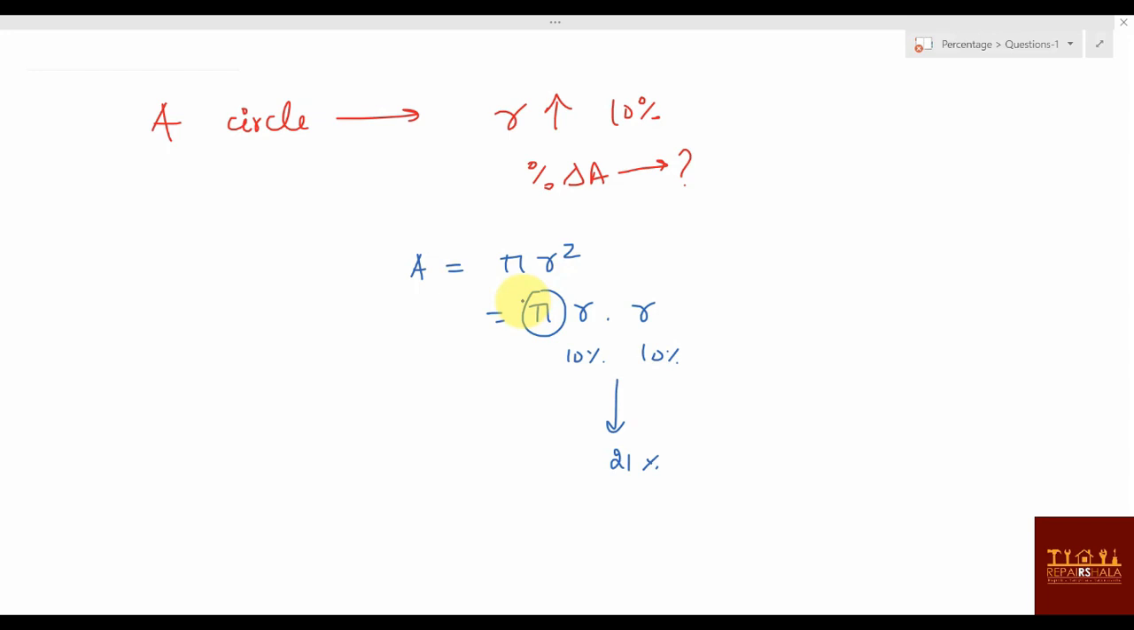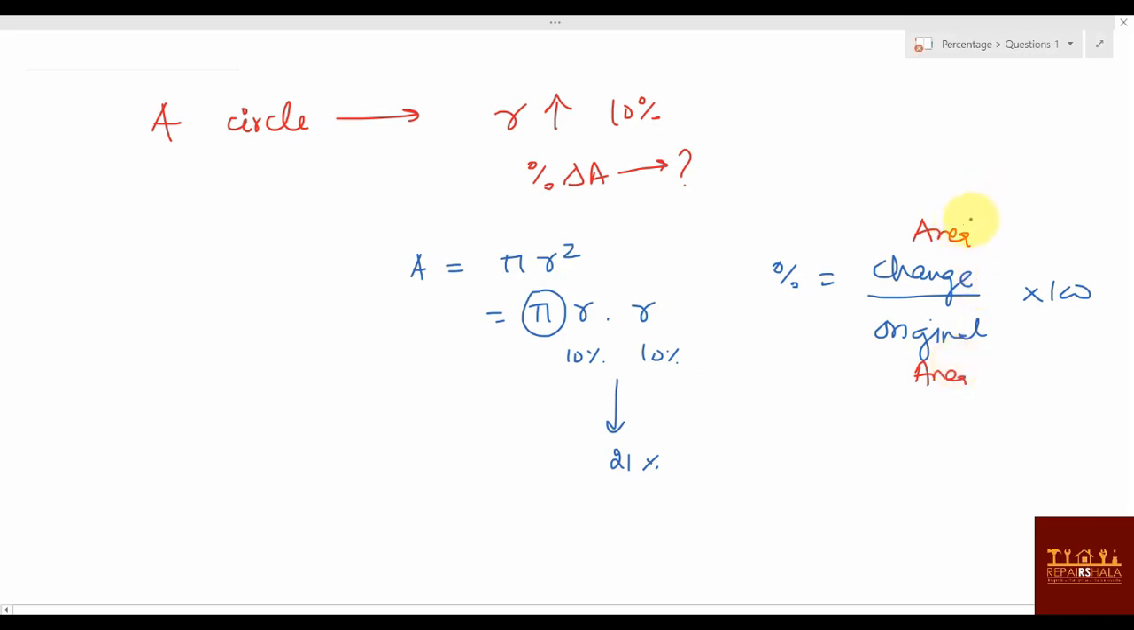Okay. Then remember, whenever successive increment is happening, a constant will not change the percentage value. Because percentage itself is change by original value into 100. Now when you are finding the change, this change is also area, right? Change in area, and here also original area. You can say area by area. Now this area, are you talking about the area of a rectangle or the area of a circle? Circle only.